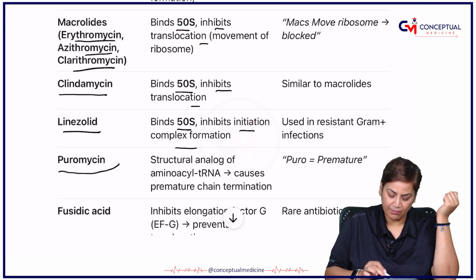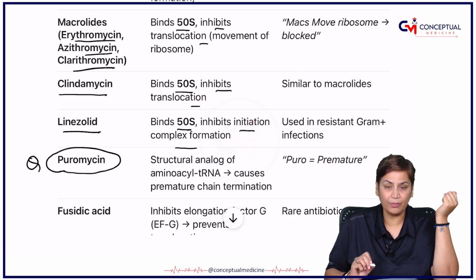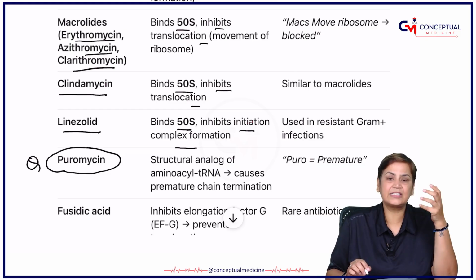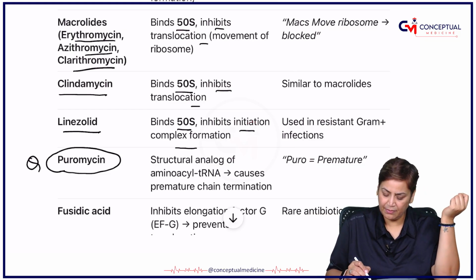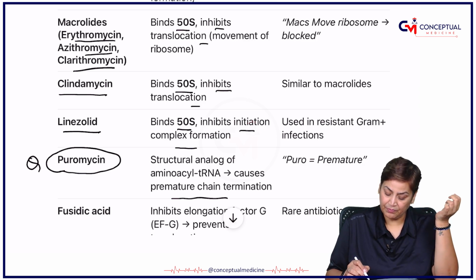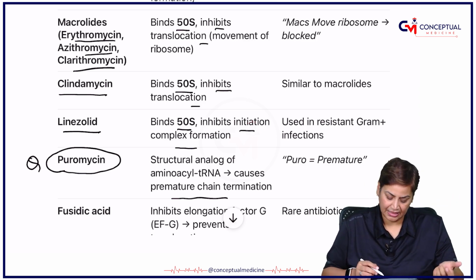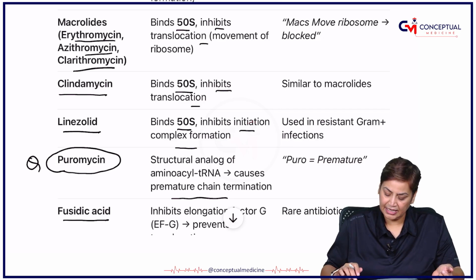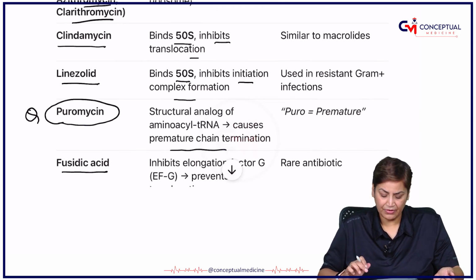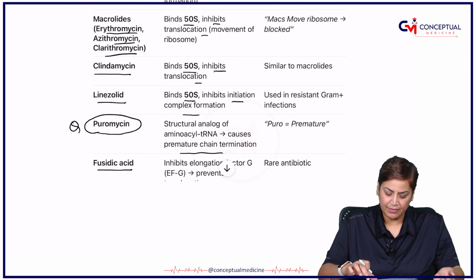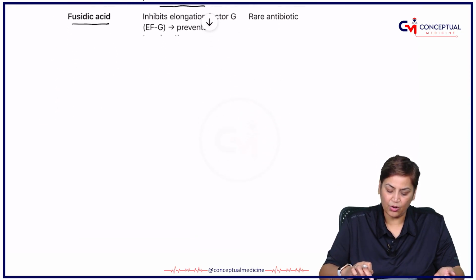Puromycin is very important, a question has been asked on puromycin. It is a structural analog of aminoacyl-tRNA, so it causes premature chain termination. And then comes fusidic acid, which inhibits elongation factor G, right? So these are the inhibitors of prokaryotes.